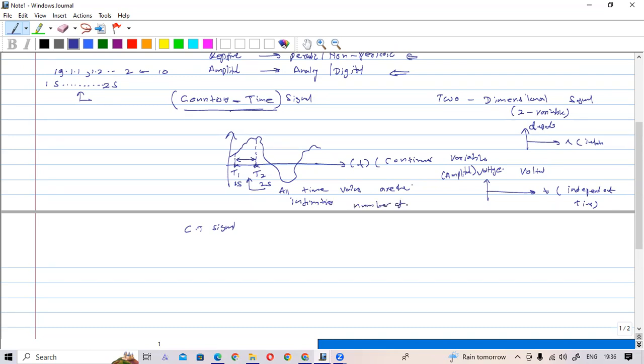So these are called continuous time signals, if the time is a continuous variable. Continuous variable means that between any two points, there are an infinite number of values, so uncountable values. All the values are there, so it is not countable. You need to remember this one.